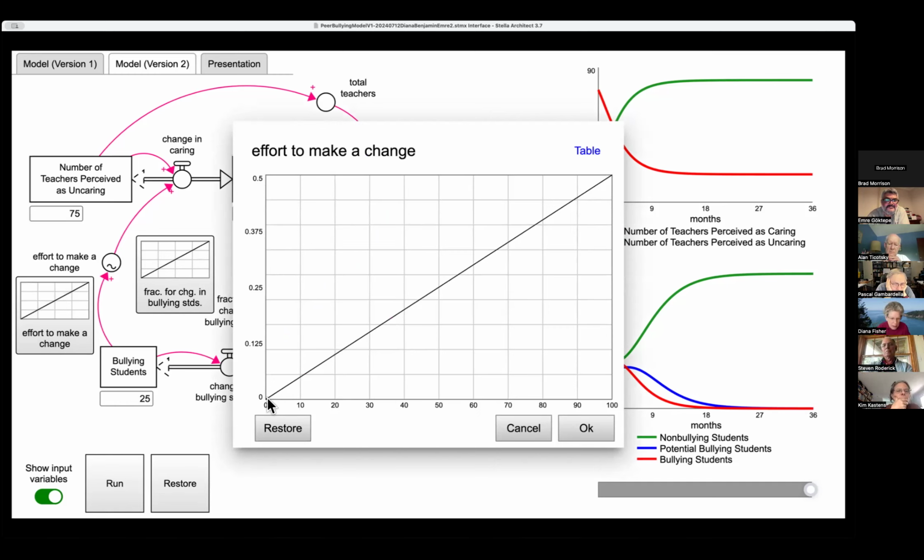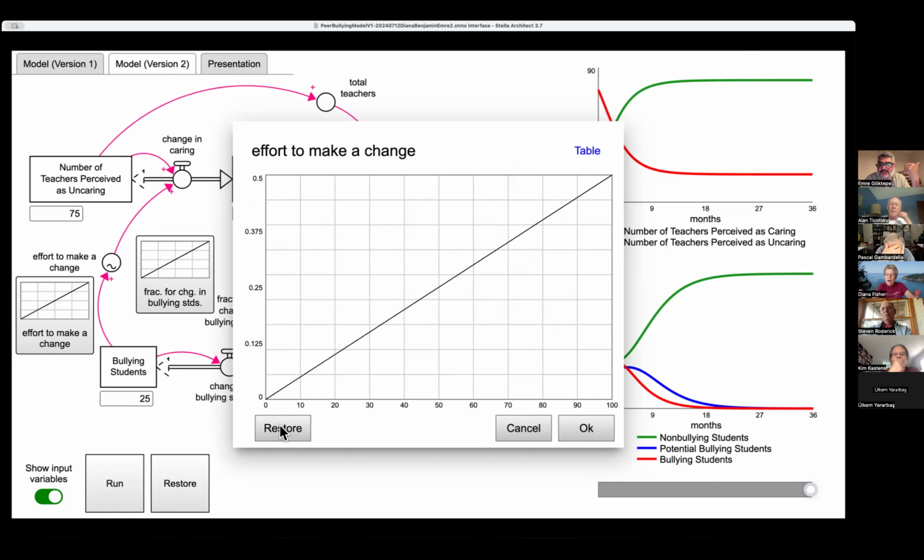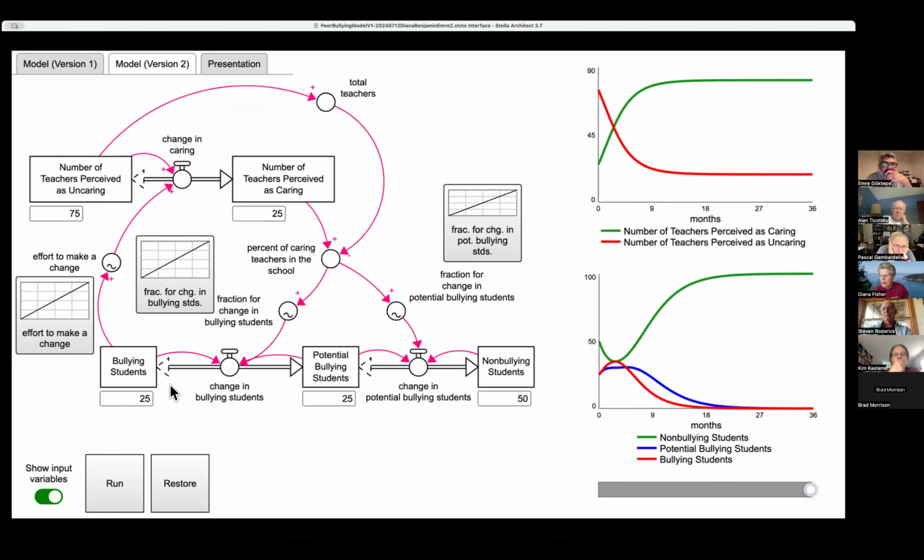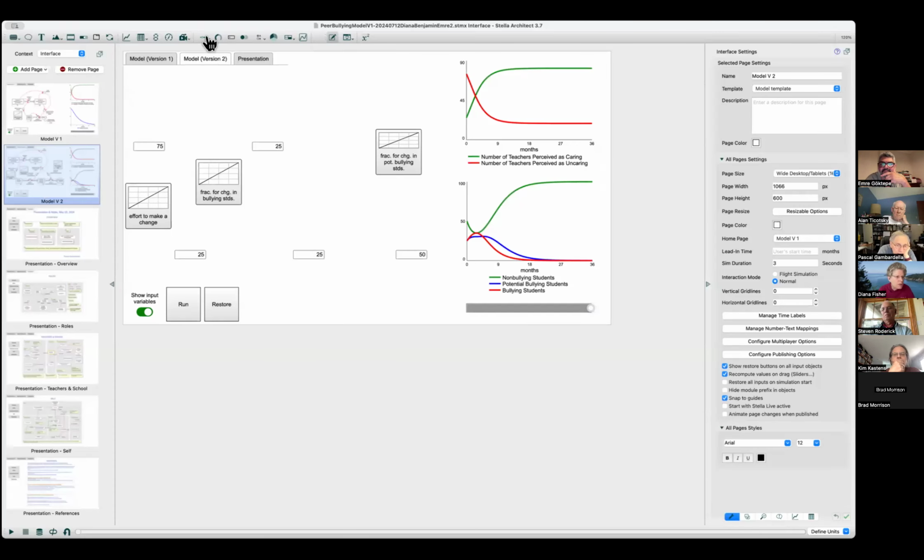I actually don't know how to do this in this software. I don't know how to put an upper limit of 0.5. I would have to change it, and I don't do it from an interface. I do it from the model, so I could go into the model.